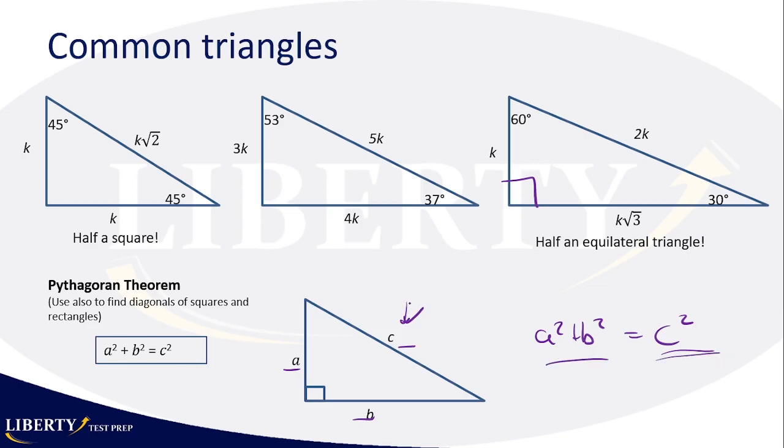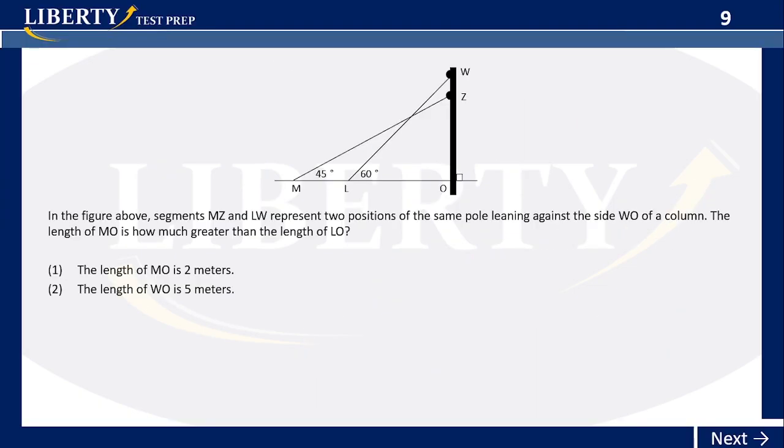Okay, and this is also very useful for other quadrilaterals for you to get that diagonal, in case you have a 90-degree angle. So those are common triangles. This is a very important part of the theory. Now let's go to the practice here.